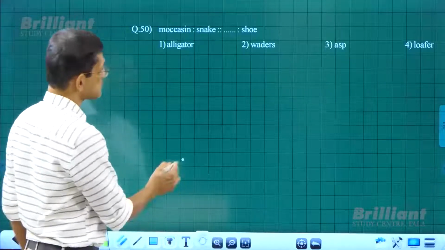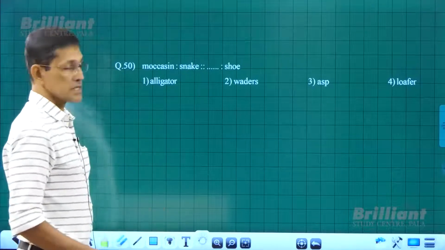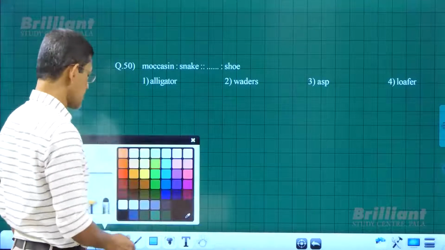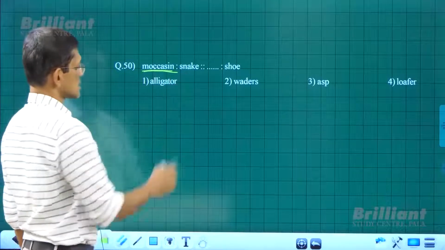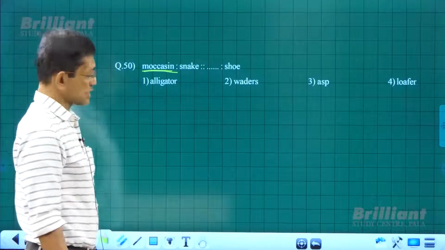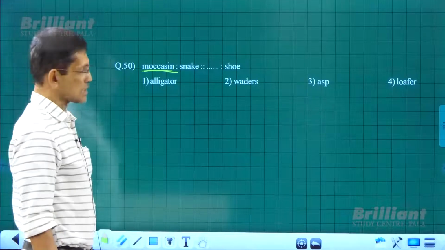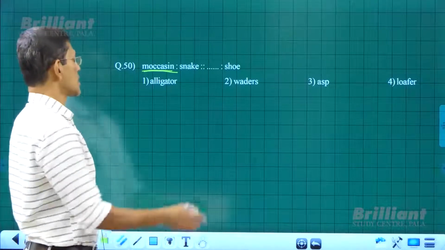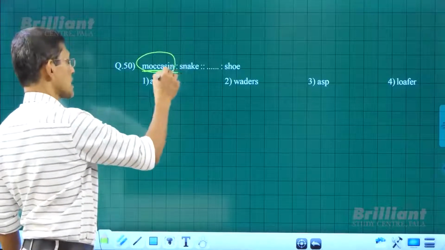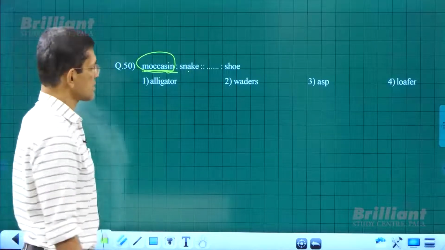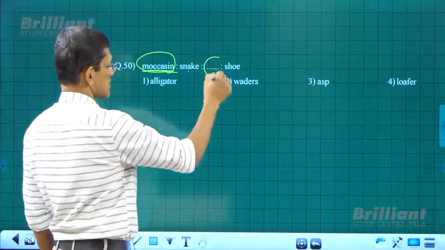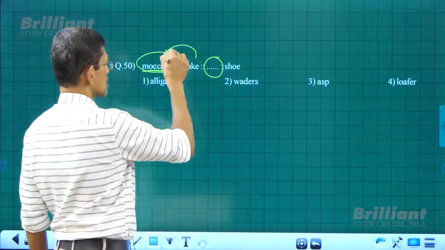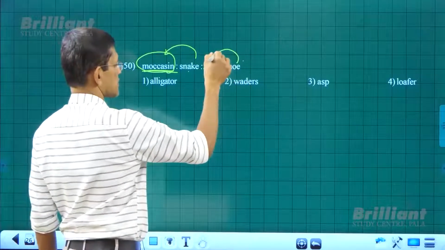Number 50. Moccasin is to snake as something is to shoe. First of all, what is moccasin? Moccasin is a type of snake which is seen in the US. At the same time, if you Google moccasin, you can see that it's a type of shoe as well. So moccasin is a type of snake. Same way, something is a type of shoe. Which one is that?